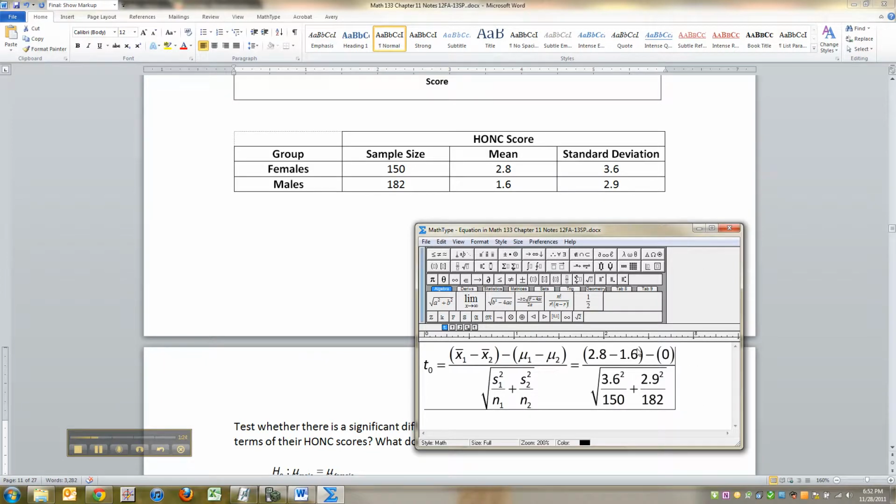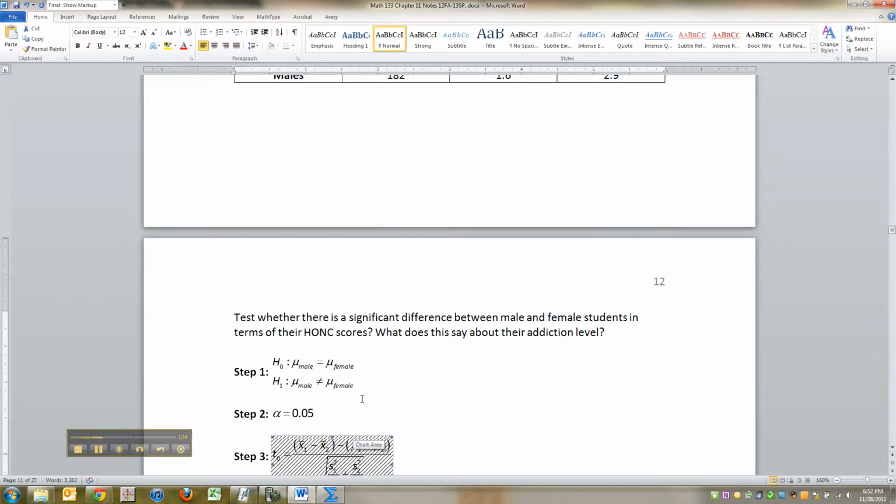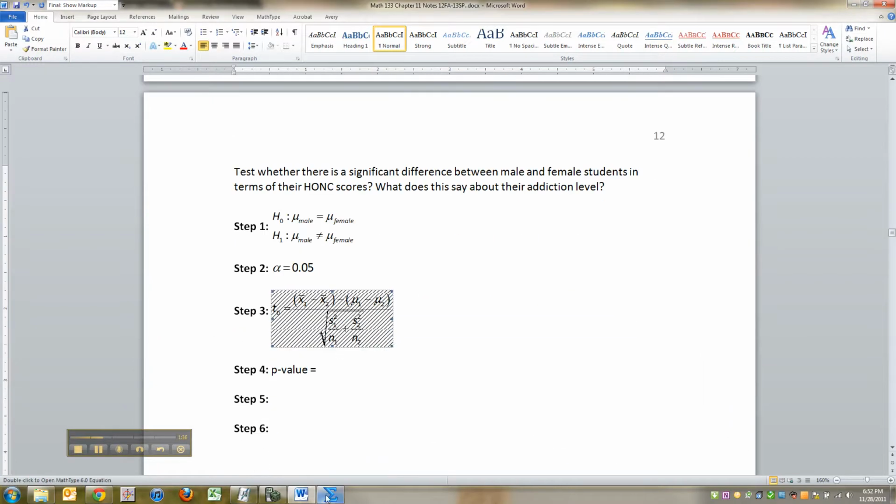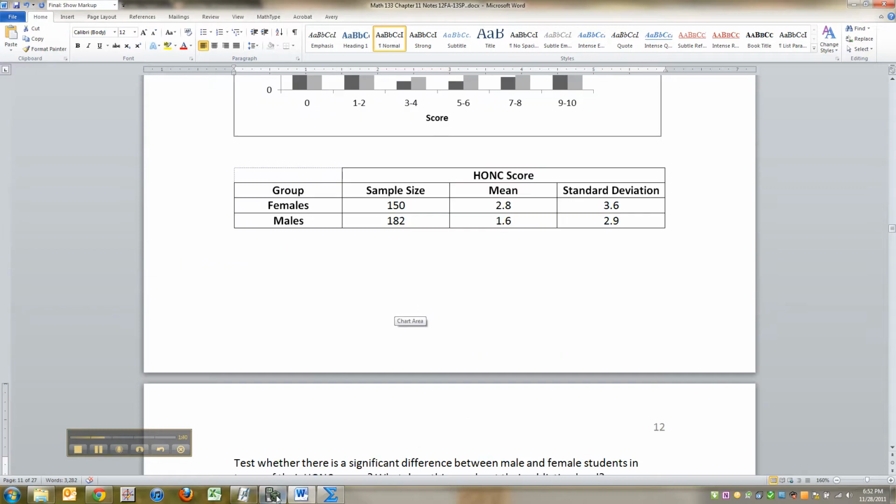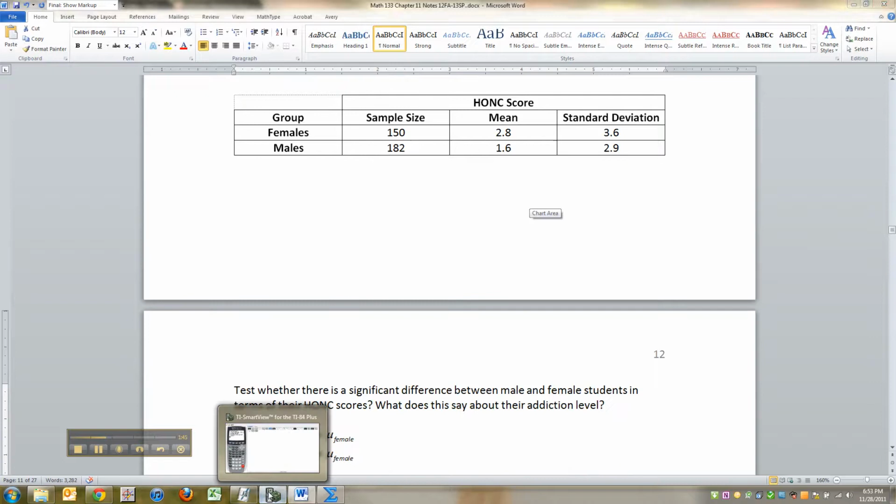Now, I've got it all written up here. Notice, because the null hypothesis is that these two are equal to each other, then when you subtract them, they're just going to be 0. So that part right there is male and female, 0. So we need to find this test statistic, and we can use the calculator to help ourselves. So I'm going to keep track of these numbers, hopefully.